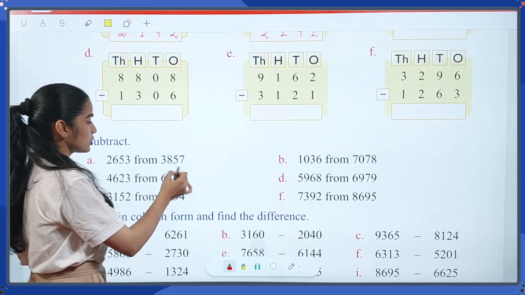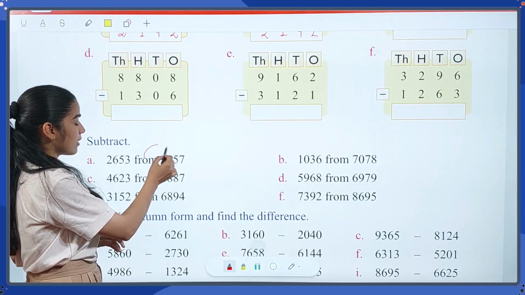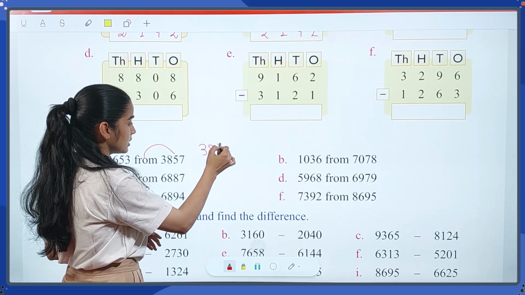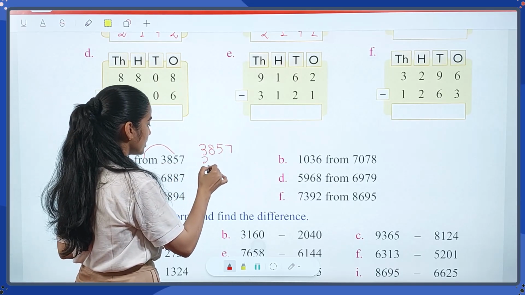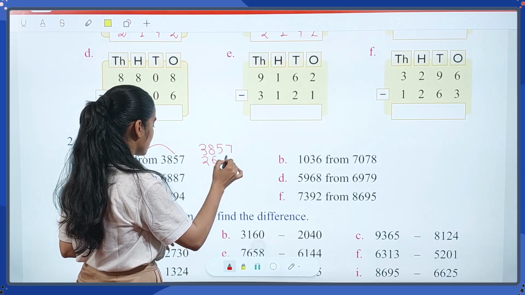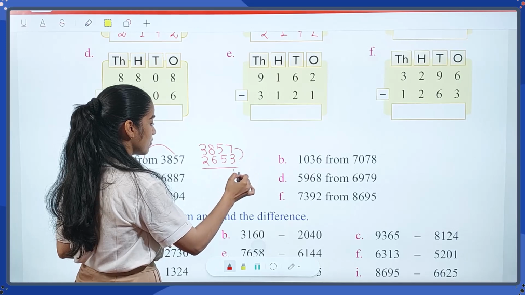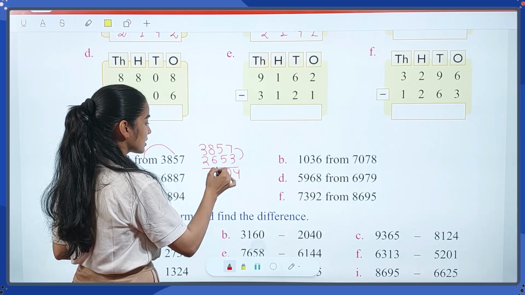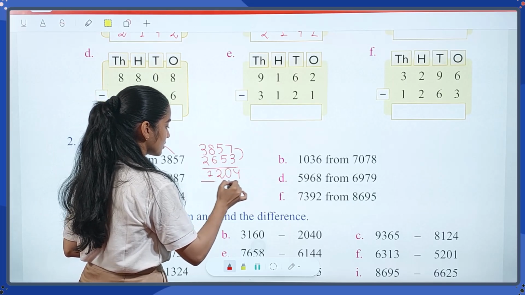Now, this is our question. First, we have to arrange in column form. The number which is written after the word from, first we write that number. So 3857. And then we subtract the first number from this. So 2653. Here we have 7 minus 3 is 4. 5 minus 5 is 0. 8 minus 6 is 2. 3 minus 2 is 1. So this is your answer.